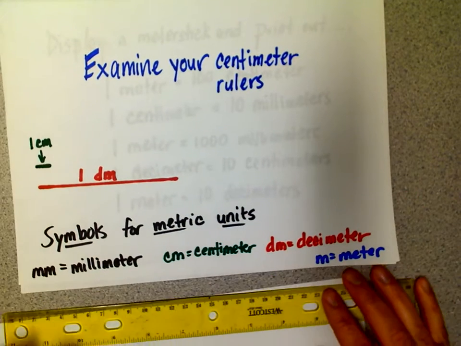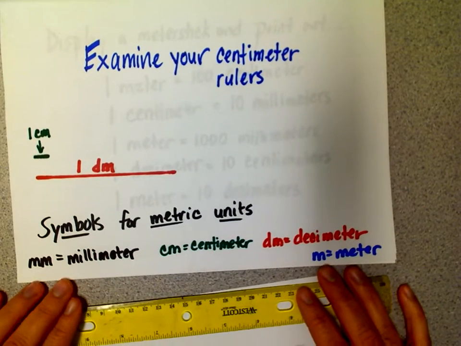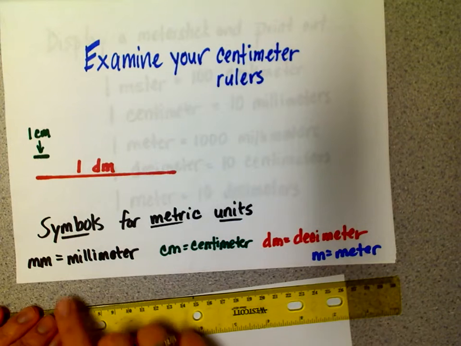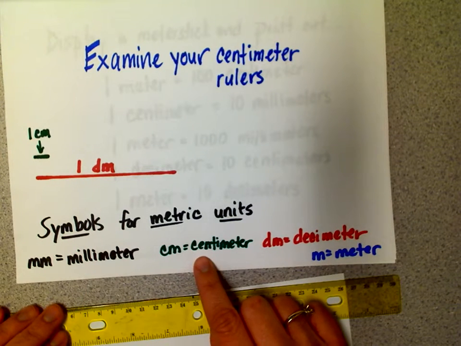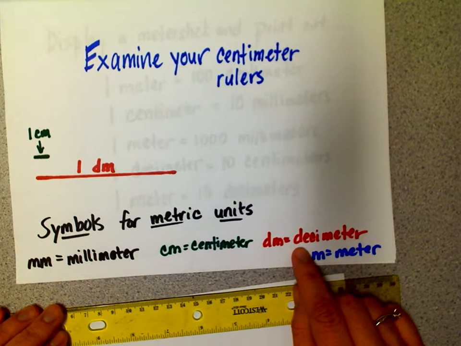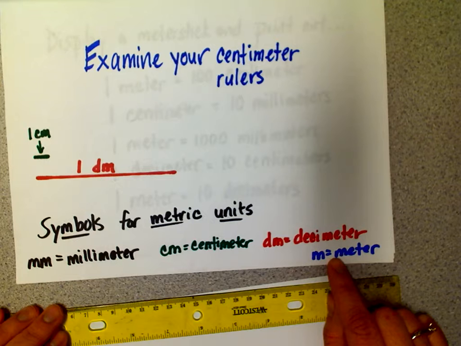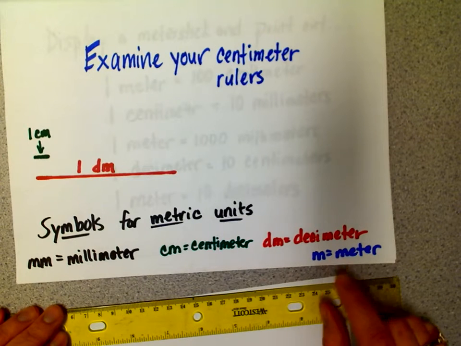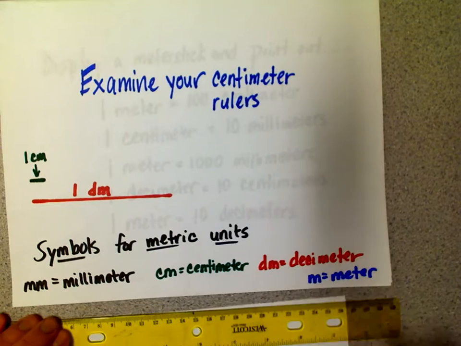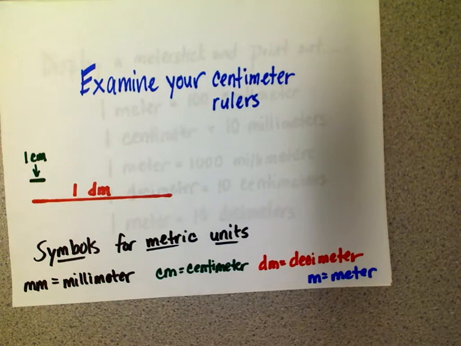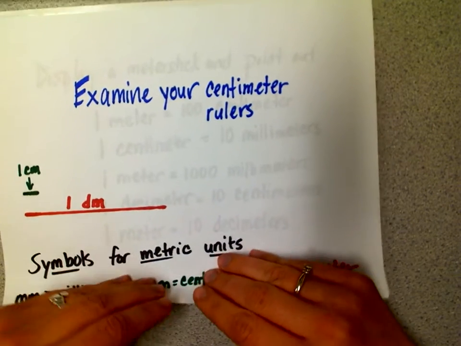Now, here are some symbols that you're going to have to know for metric units. mm stands for millimeter, cm stands for centimeter, dm stands for decimeter, and m stands for meter. So we're going to talk a little bit about the relationships of millimeters, centimeters, decimeters, and meters with the next page.